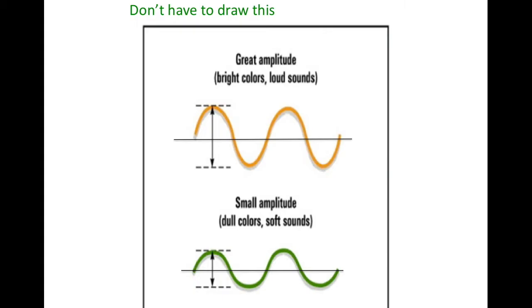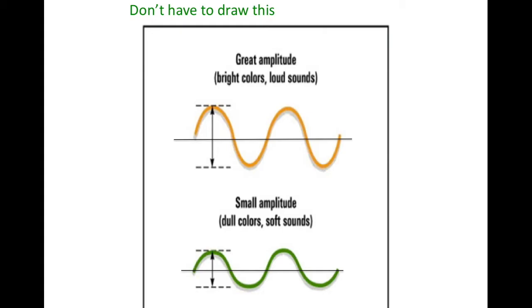We know that amplitude can change. A higher amplitude is perceived as a sound that is louder. A lower amplitude is perceived as a softer sound. In terms of sight, we perceive colors as being brighter when the amplitude is higher. And when that amplitude is lower, we perceive the color to be less bright, to be dull. We call this increase or decrease in amplitude the intensity of a wave.